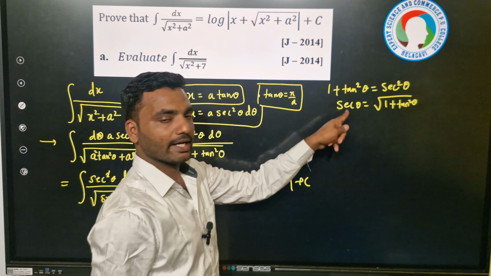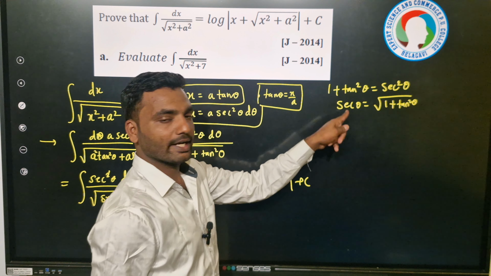Then sec theta is equal to square root of, take LCM, then you have to multiply this one, a square plus x square divided by a square. Square root of a square becomes a only. So the square root of a square plus x square is in the numerator, whole divided by a. So just you have to substitute this sec theta value here and tan theta value here.